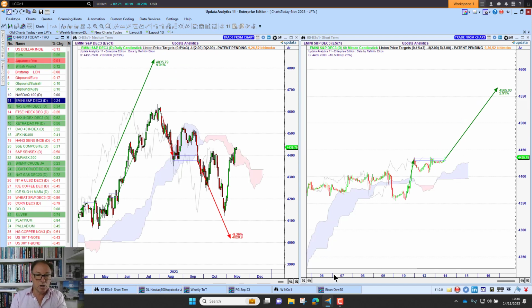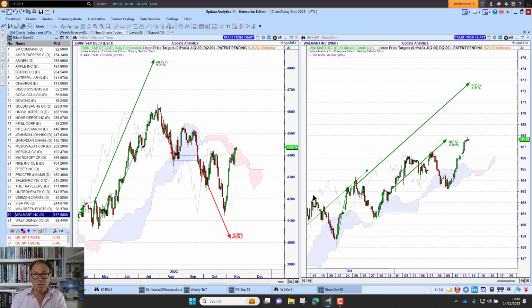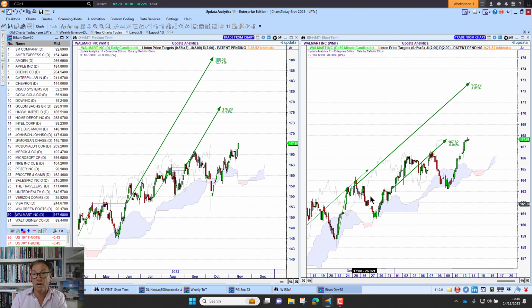Now, yesterday we looked at the Dow 30. We'll just have a quick recap there. I ran through every stock. The main one that was really interesting was that Walmart was really the best looking one here. Upside targets there on the 60-minute, making new highs.